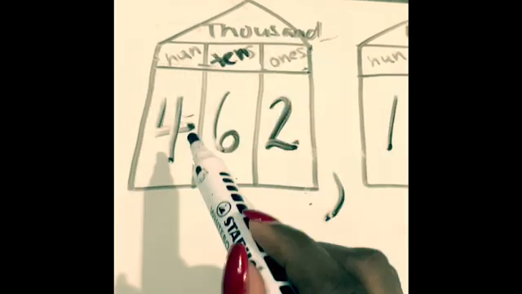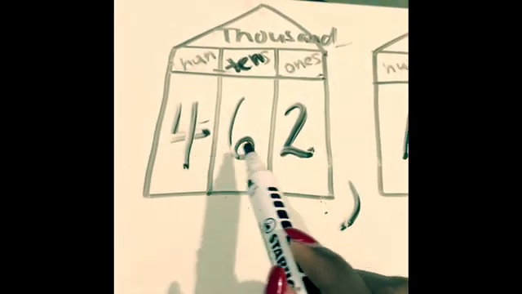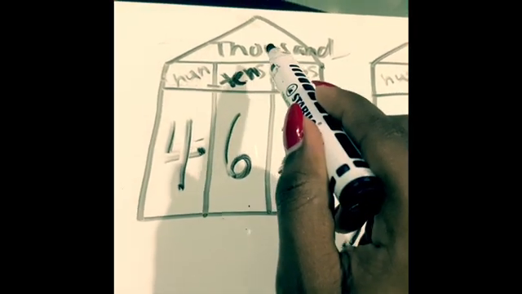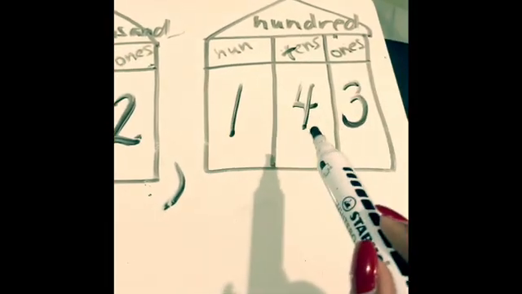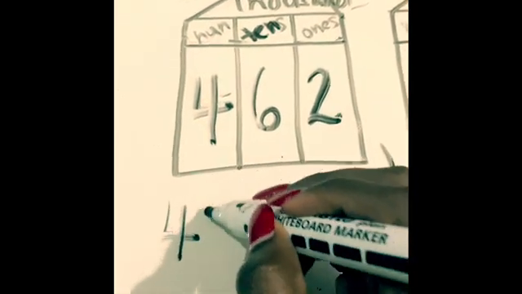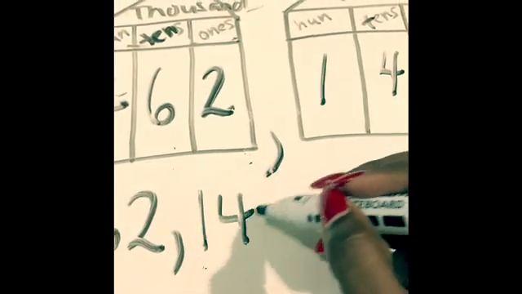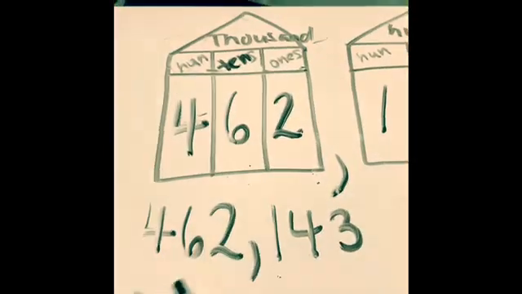Okay? Now what if I were to put the number 4 here? This is in the thousands house, but it's in the hundreds place. So this becomes 462,143. And when I write that number out, this is how I'm going to write it. 462, comma, 143. So this is how we write it.